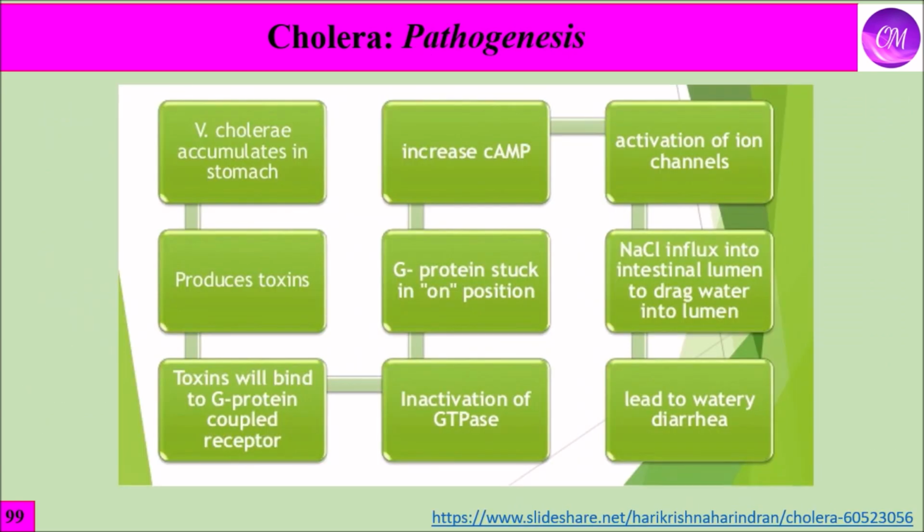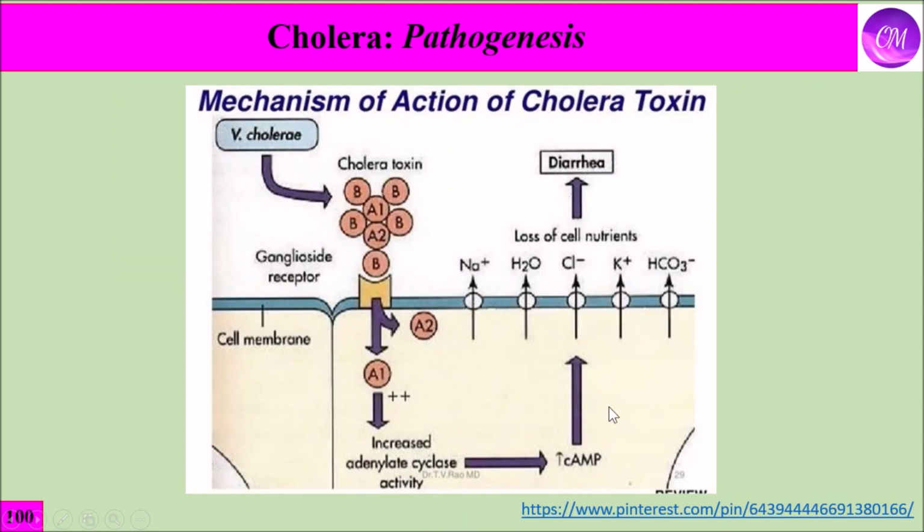The pathogenesis of cholera. Vibrio cholerae accumulates in the intestine and produces toxins. These toxins bind to the G protein coupled receptors, causing inactivation of the GTPase, so the G protein is stuck in the on position. That increases the cyclic AMP, and this results in the activation of the ion channels, and sodium chloride influx into the intestinal lumen drags water into the lumen, which leads to watery diarrhea. And here you see the mechanism of action of cholera toxin.